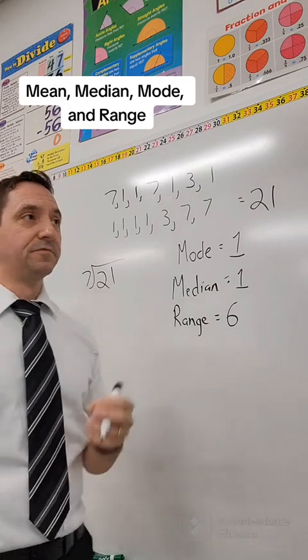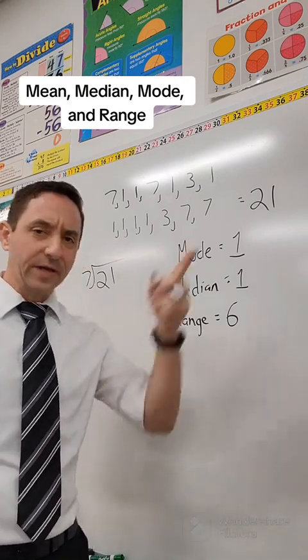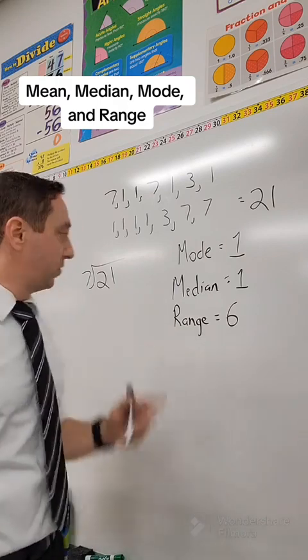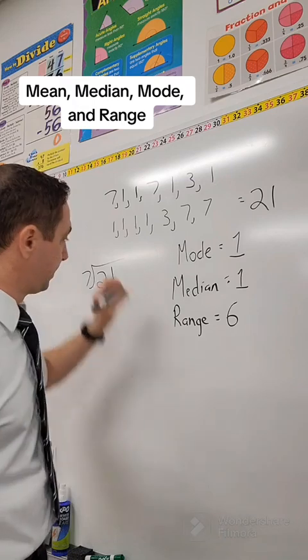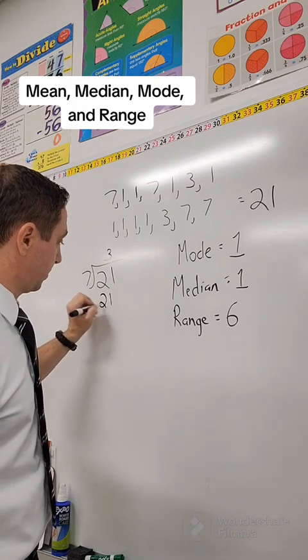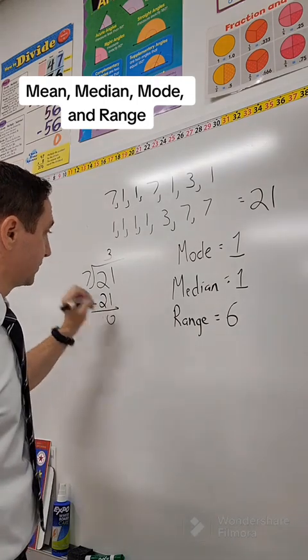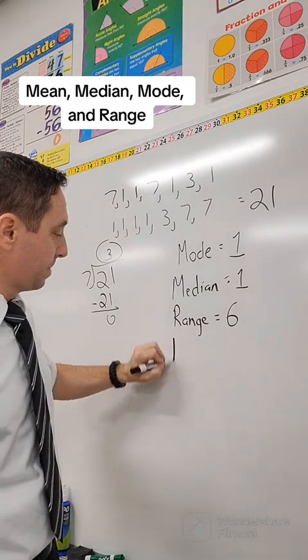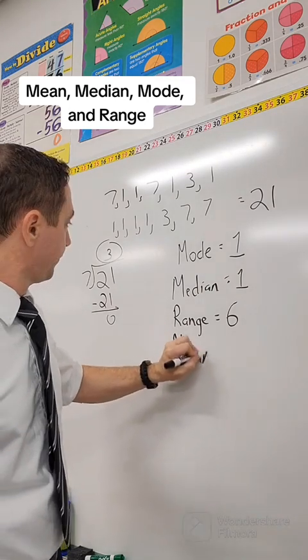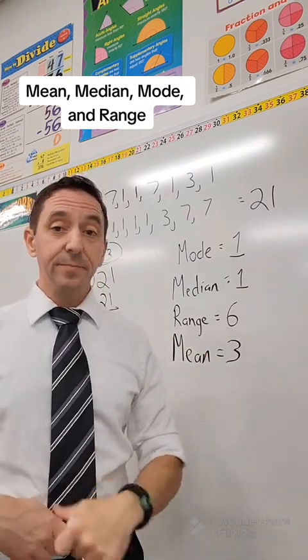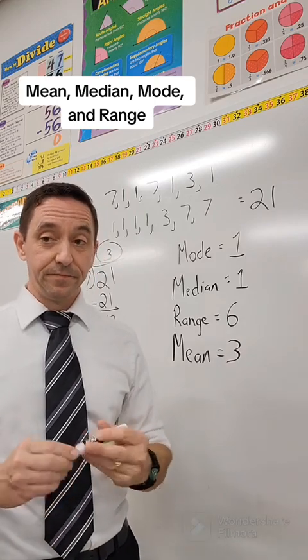Now I am very good with my multiplication, so I recognize these numbers right away, 7 and 21, and I know that 7 goes into 21 3 times. 3 times 7 is 21. I'm just going to check it, subtract, 0, which would mean my mean is 3. Not that bad. Can be done very quickly.